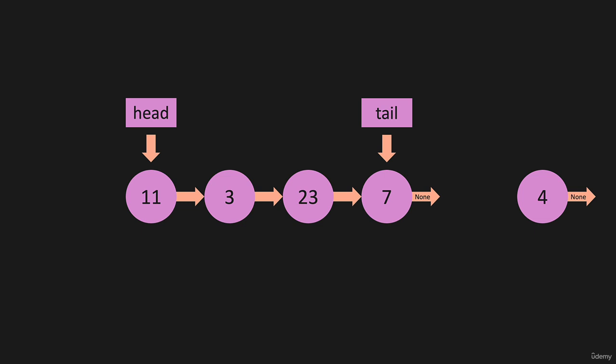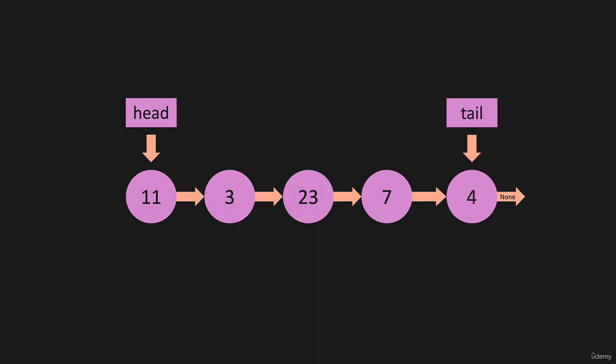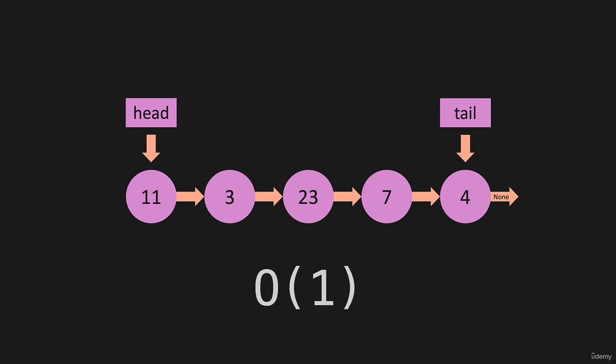So in order to do this, we have to have the last node point to it. Tail is going to point to it. And now we add it into the list. This is O of 1. The reason being, it doesn't matter how many nodes we have in the list. The number of operations to add it to the end is exactly the same.